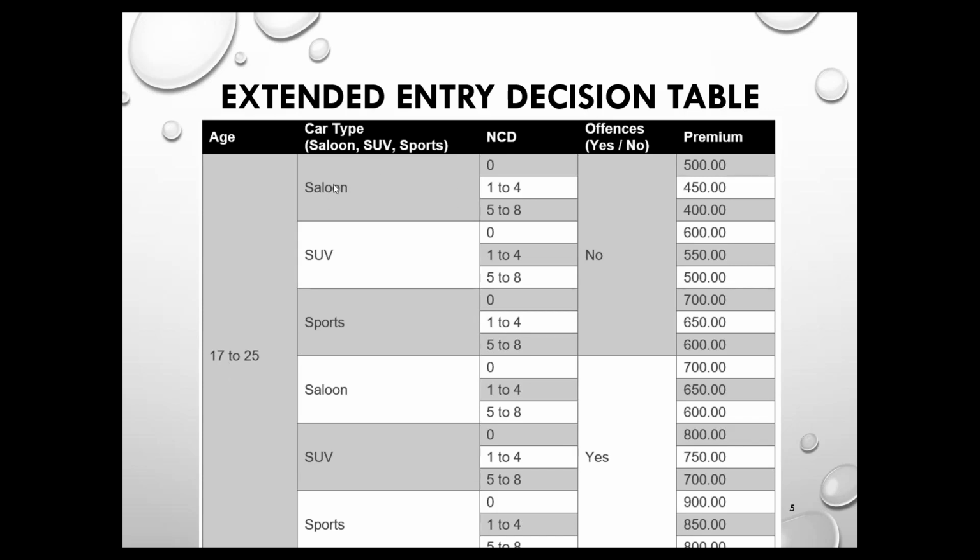We have various types of vehicle that we are able to insure: saloon, SUV, sports. In the UK, we have something called a no claims discount, which if you haven't claimed on an insurance over a period of years, you get a discount in the premium. So here is, it's called NCD. So here we have 0, 1 to 4 years, 5 to 8 years, and so on.